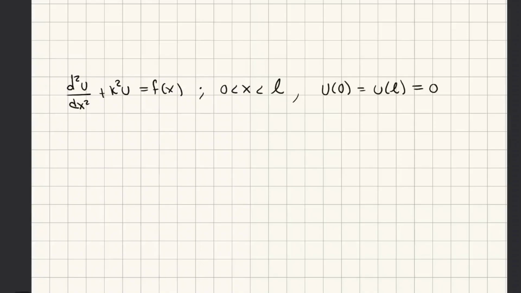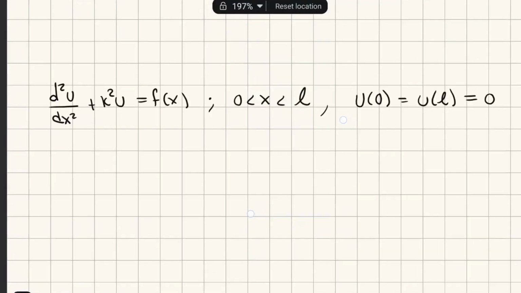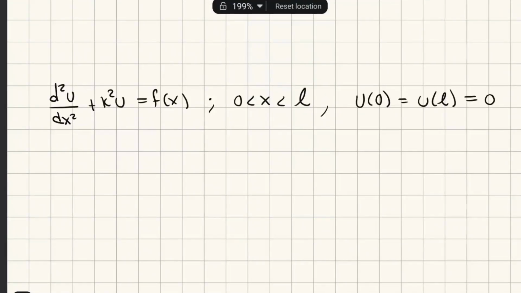As I mentioned in a previous video where we were talking about the Green's function, today we are going to solve this particular differential equation that I have here with the method of the Green's function. So first we need to construct that Green's function. Here we have that the second derivative with respect to x of u plus k squared u is equal to f of x.